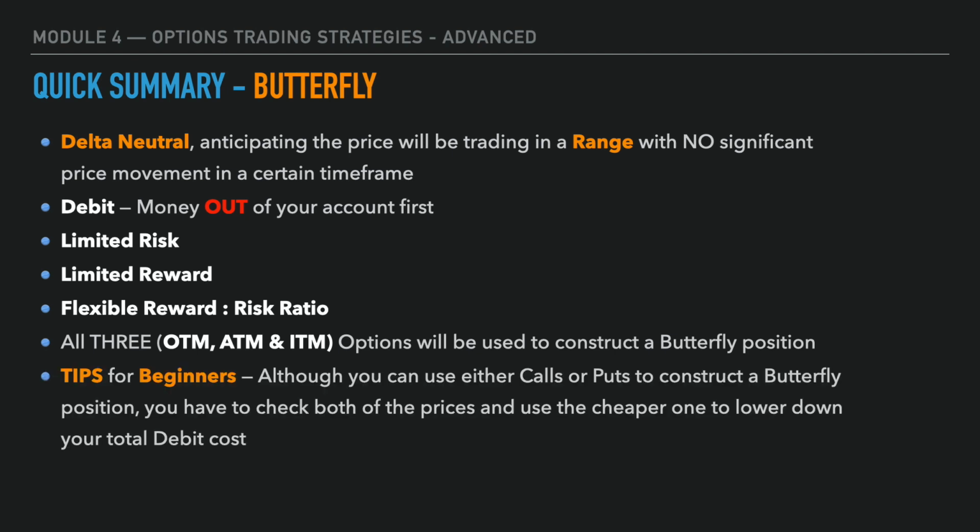And the final tip for all the beginners when you trade butterfly is that although you can use either call options or put options to construct a butterfly to achieve basically the same goal, you have to check the premium prices for both the call options and the put options, and use the ones that can help you lower down your initial cost the most. Always make sure that you are taking the minimum amount of risk to maximize your profits.